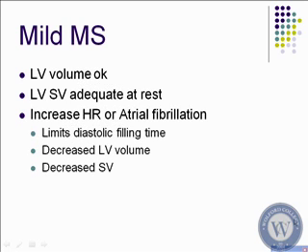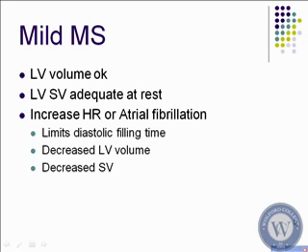In mild MS, left ventricular volume tends to be okay, and the left ventricular systolic stroke volume is adequate at rest most of the time. The problem is that in mild MS, there's an increased risk for development of significant arrhythmias such as atrial fibrillation. When you develop atrial fibrillation, you lose the atrial kick, and when you have a very tight valve, that can be life-threatening or even lethal. So atrial fibrillation in this person can actually kill them.